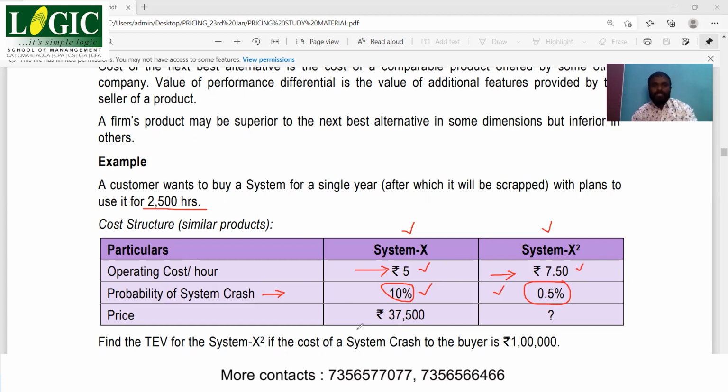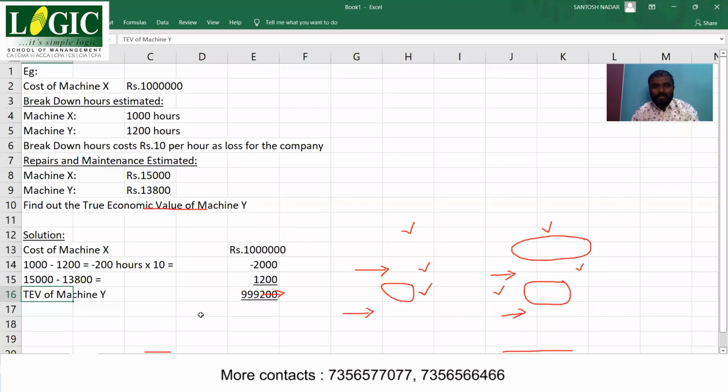Price: system X is sold in the market at a price of 37,500. We don't know the price for X2. Find out the TEV, the true economic value, for system X2 if the cost of system crash to the buyer is ₹1 lakh. So we want to find out the price of X2 as compared to X. How do we start? For X2, the nearest substitute available in the market is X. The price at which X is sold is 37,500, so I will start from that.